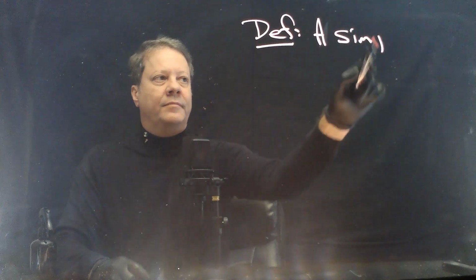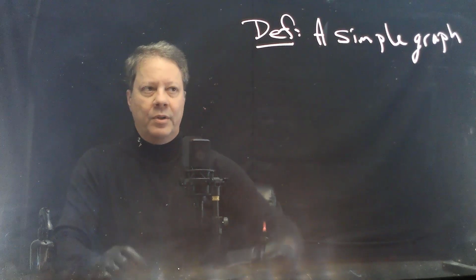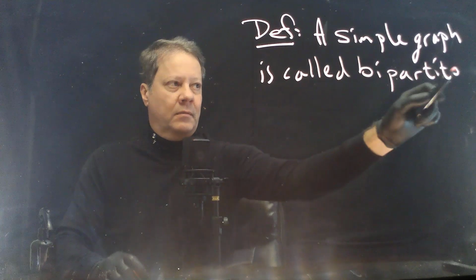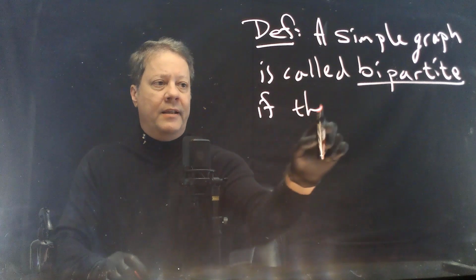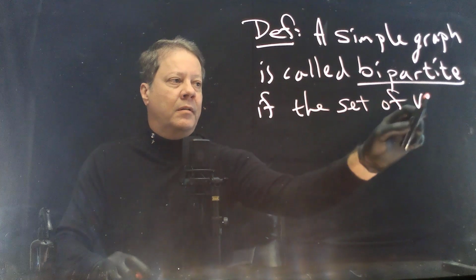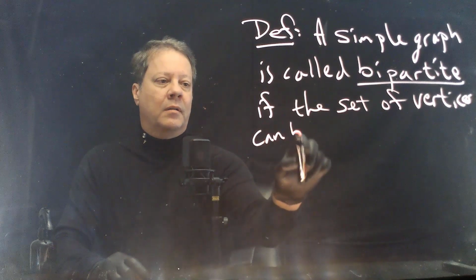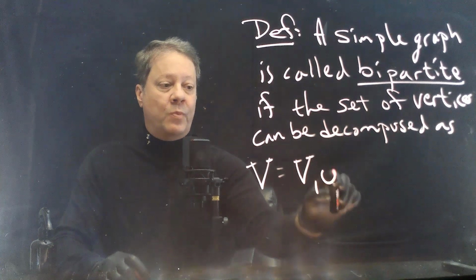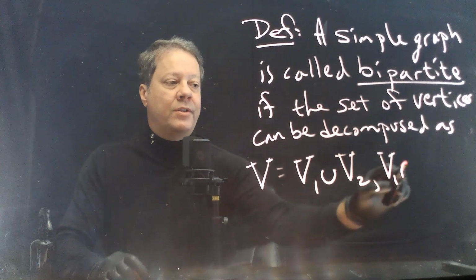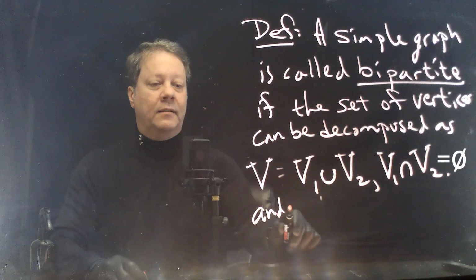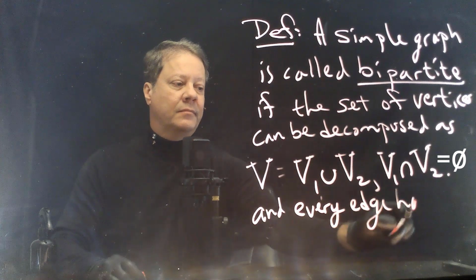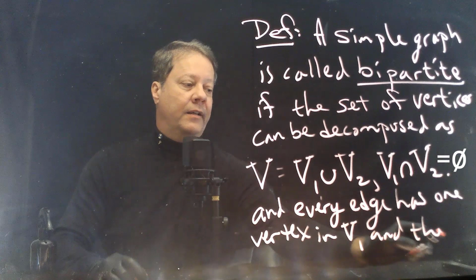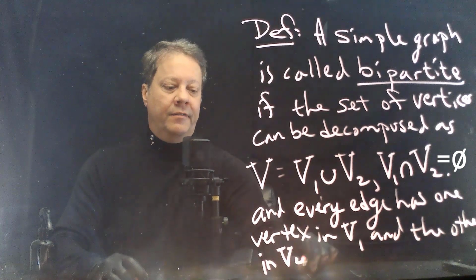A simple graph, so there are no loops, is called bipartite if the set of vertices can be decomposed as, here's your vertices, it's going to be set of vertices V1 union the set of vertices V2, where these are disjoint. There's nothing in common to these two sets, and every edge has one vertex in V1 and the other in V2.